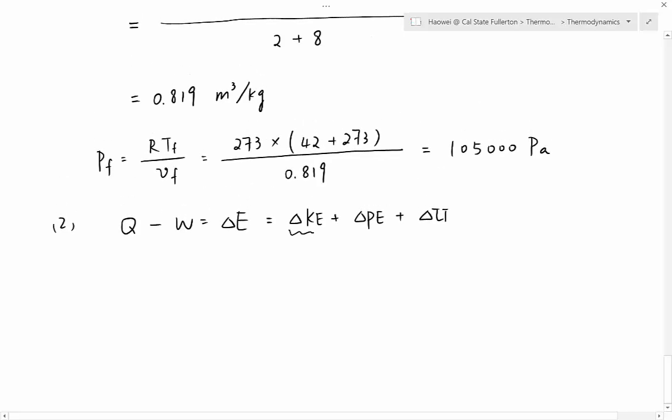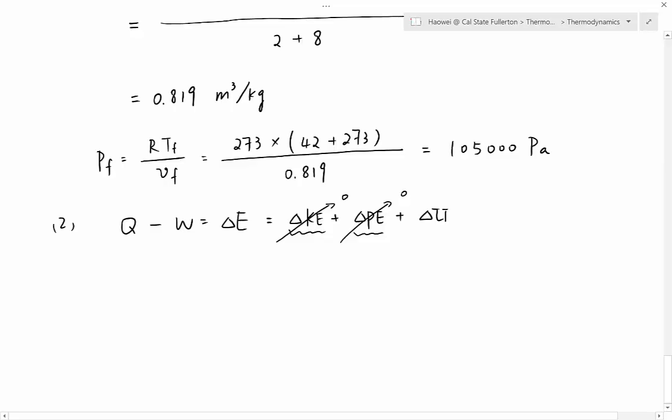Delta KE. What is the change of the kinetic energy? What is the initial velocity of the gas? 0. What is the final velocity of the gas? 0. So there's no change of kinetic energy. What is the change of potential energy? Is there a change in height? There's no change in height, so there's no change in potential energy either.